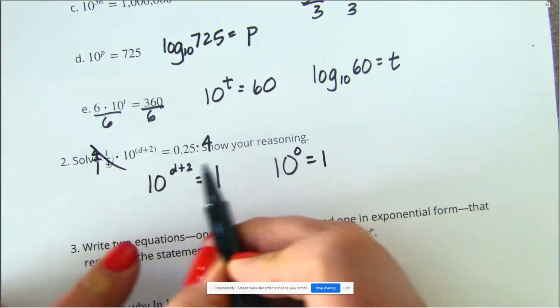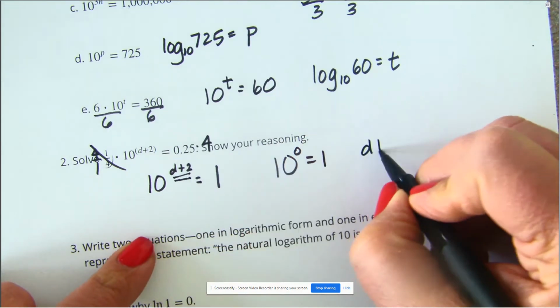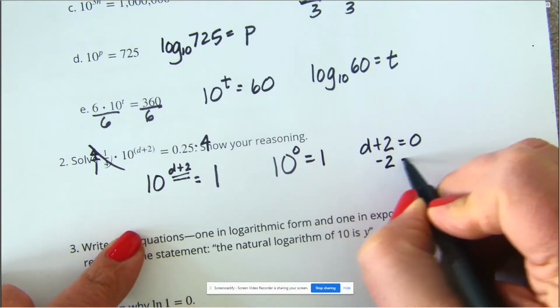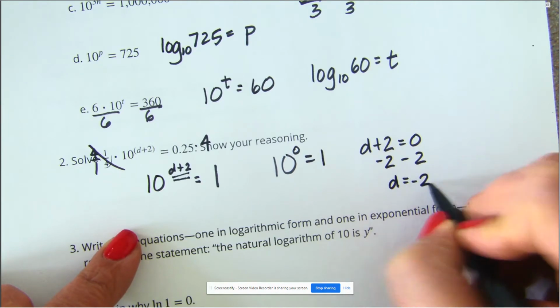So this needs to be 0. So d plus 2 needs to be 0. So that means d needs to be negative 2.